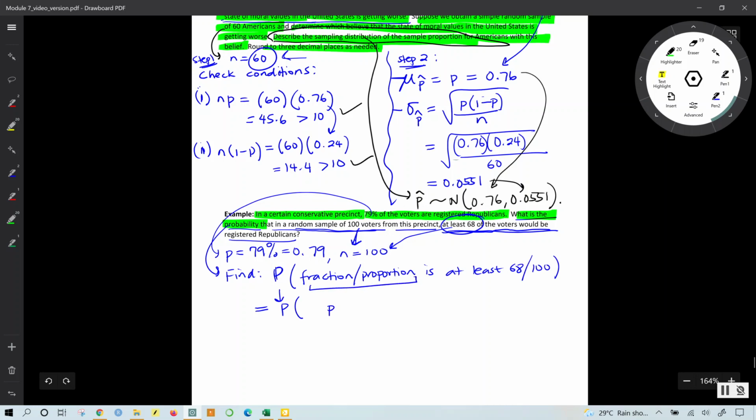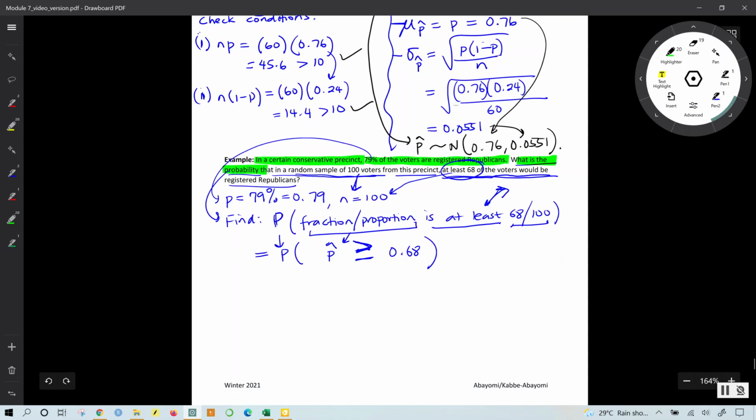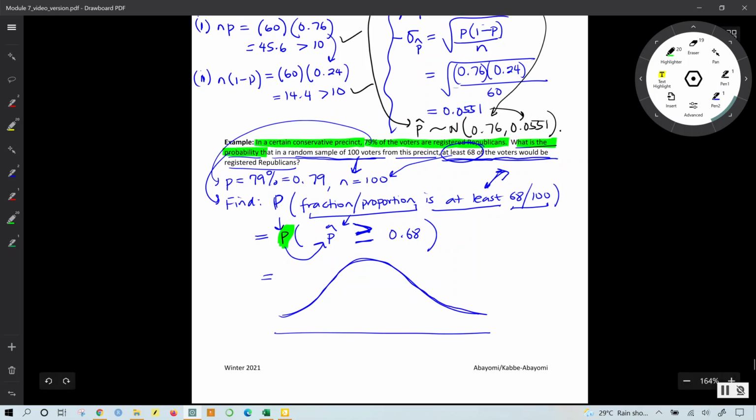In mathematics, this will be translated as probability. The sample proportion p hat is at least, means equal to 68 over 100, which is 0.68. It can be equal to 0.68, but at least also means it can go above. So that will be greater than or equal to 0.68. So since I am finding a probability connected with the sampling proportion, I will need to find the sampling distribution of the sample proportion, which as it turns out, will be a normal distribution if certain conditions are met.